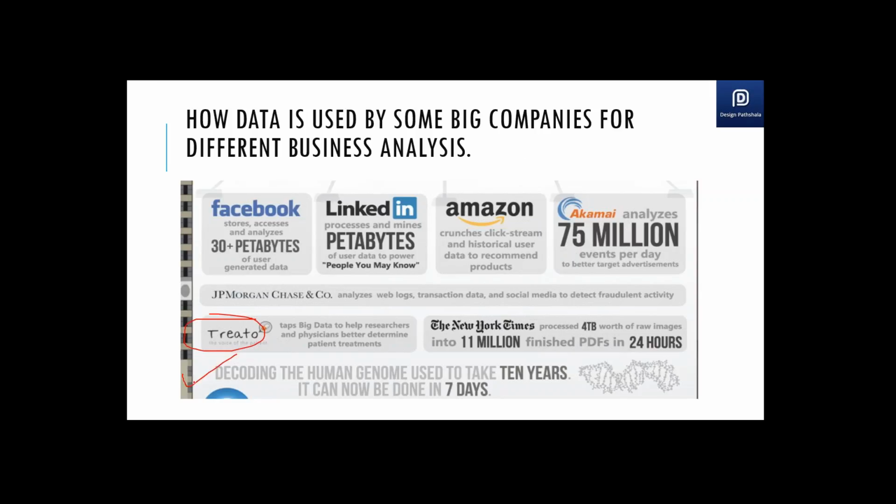A few years down the line, decoding a normal human genome took 10 years. Now that can be done in just 7 days. And now it's reduced to, I think, 1 day.